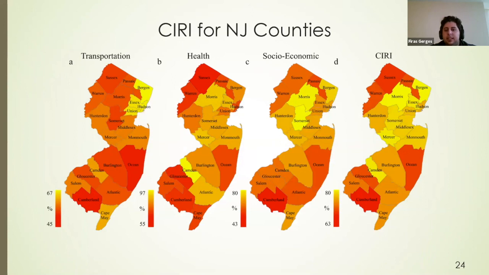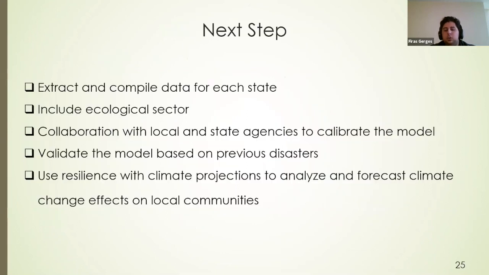Excuse me, for us, just 2 minutes left. Yes. As a quick test case, we computed the resilience for each county within New Jersey and found that these counties range from 63% for Cumberland to 80% for Morris and Bergen County as the most resilient.